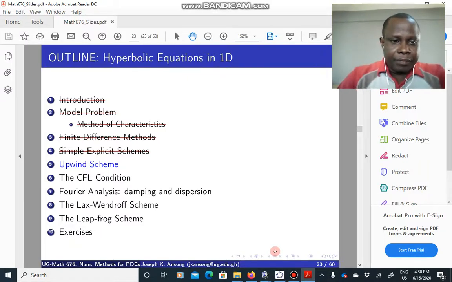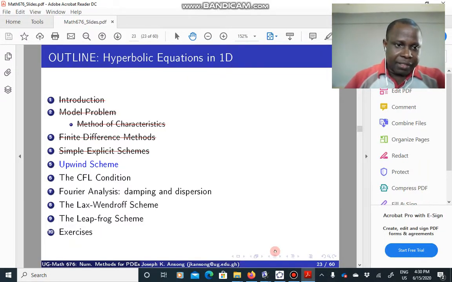Hello. So far we've looked at some schemes, the simple schemes for numerically solving the advection equation, and we realized that both the forward and the central difference schemes in space are unstable, and so we turn to the upwind scheme, which is the backward scheme, and that's what we want to discuss next, and then we'll move on to the CFL condition and other things.